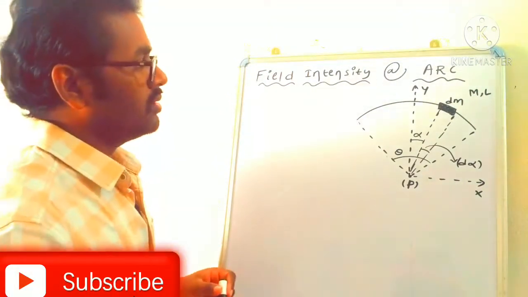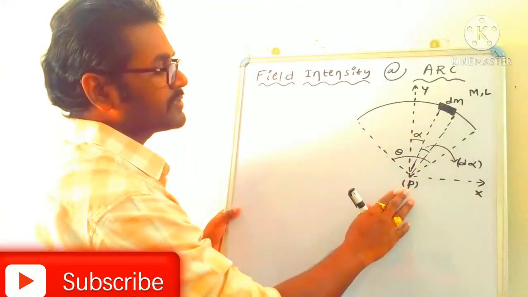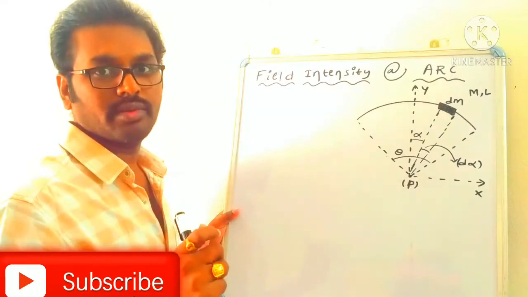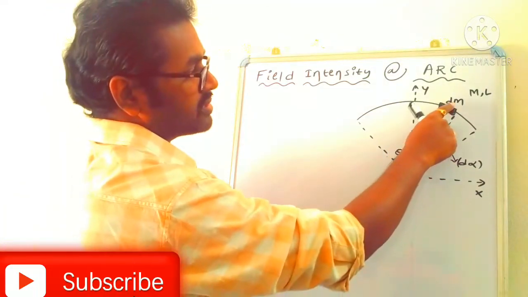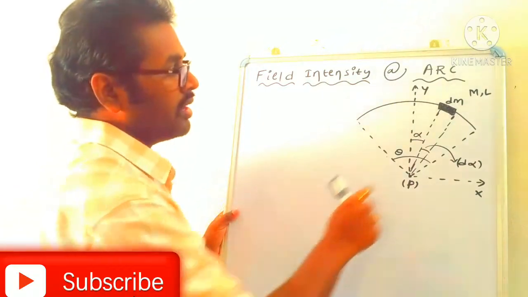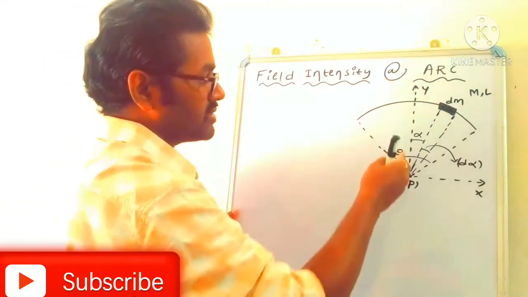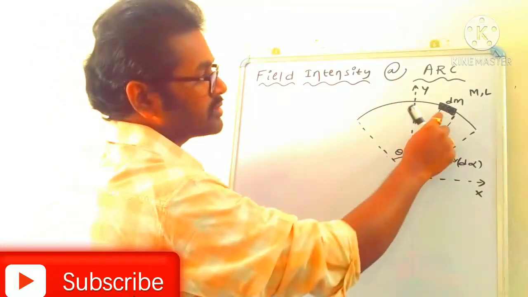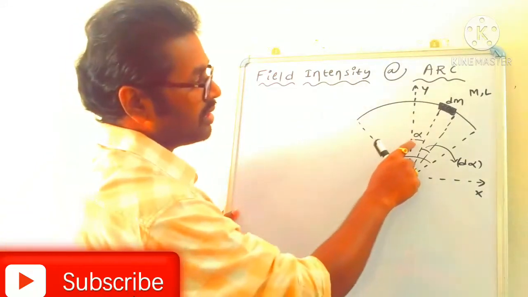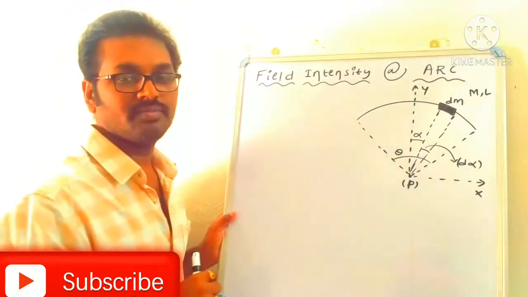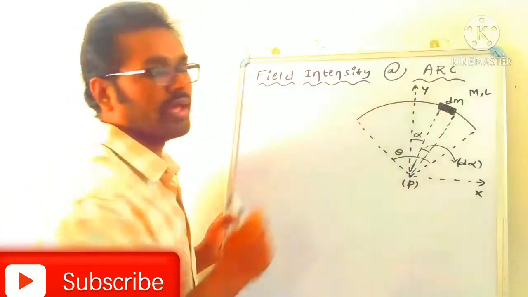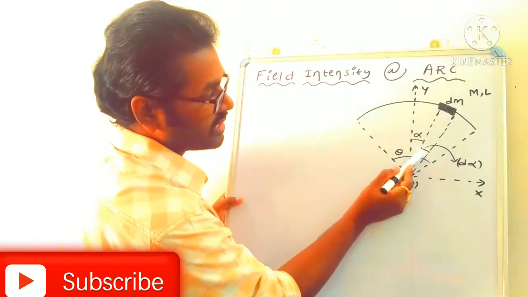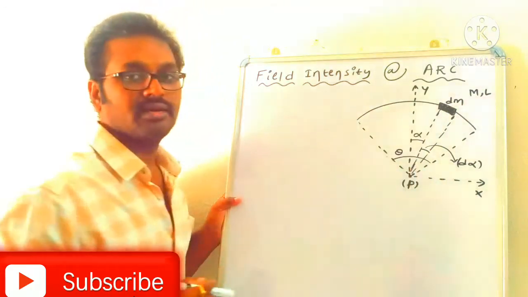To find the field intensity at the center of this arc, we need to consider a small element. There you can see dm is the small element, and we are taking the reference from the y-axis. The small element makes an angle alpha with the y-axis, and the angular width of this small element is taken as d alpha.